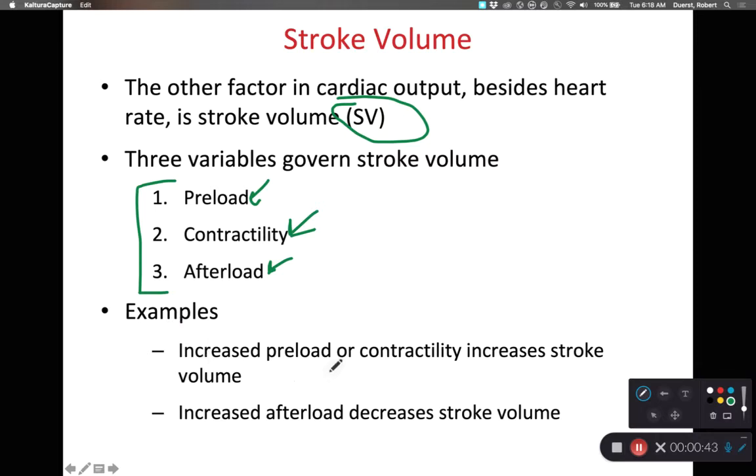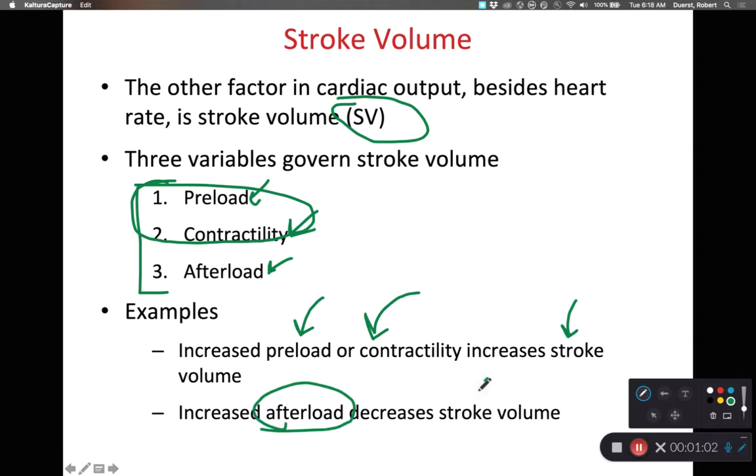But just to use this terminology, we have some example statements right here. So if I increase the preload or if I increase the contractility, I'm going to increase stroke volume. So if these first two variables are increased, stroke volume goes up. And if I increase afterload, I'm going to cause stroke volume to decrease. So as I look at afterload, afterload has an inverse effect on stroke volume, where an increase in afterload causes a decrease in stroke volume.